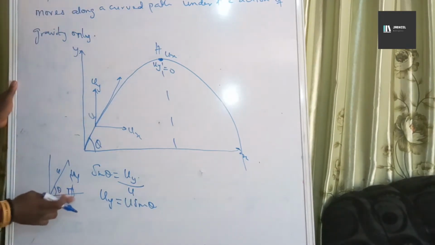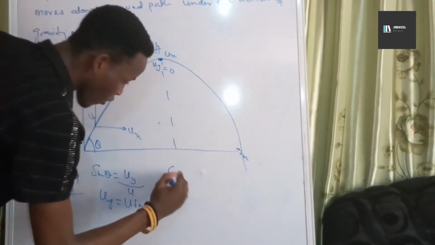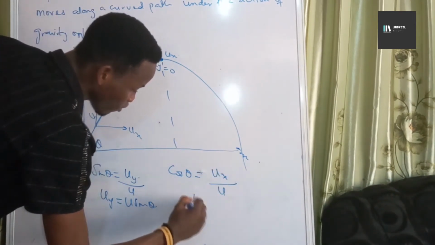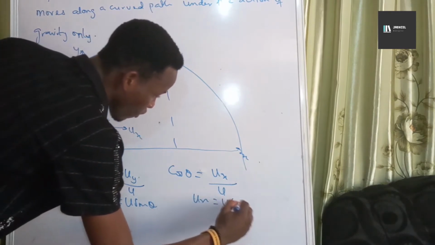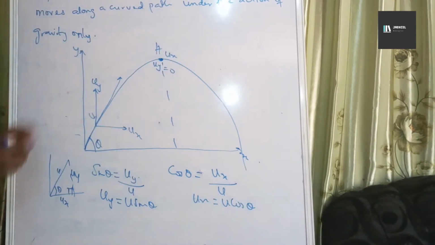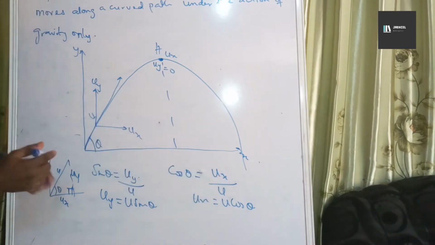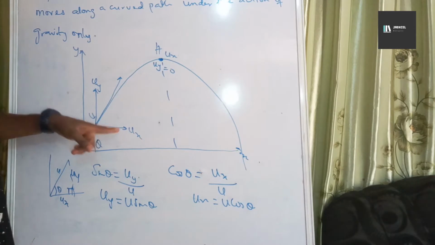Also the same goes for my ux. I have the adjacent and the hypotenuse, so I could say that cos theta is equal to ux over u. So my ux is equal to u cos theta. It means that everywhere I have ux here, it is u cos theta, representing the horizontal component of my initial velocity.